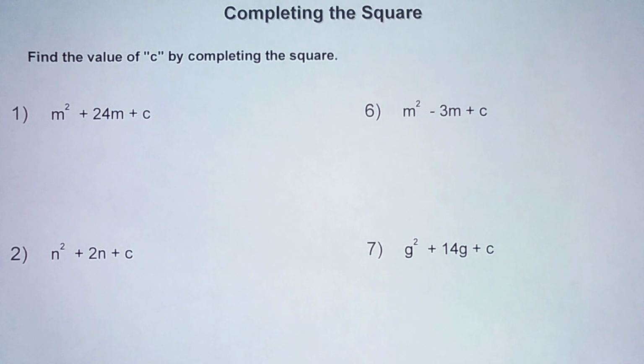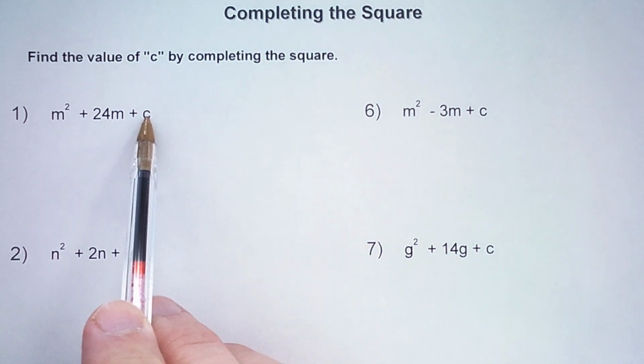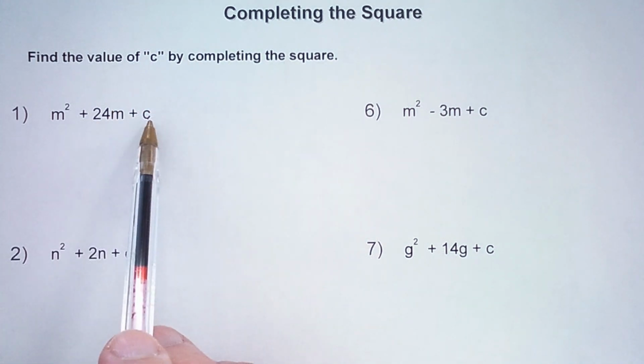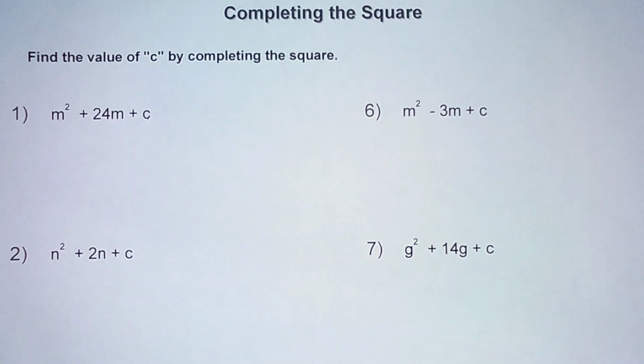Hey everybody, in this video we are going to complete the square. So what that means is we're going to find a value of c here that turns this trinomial into a square trinomial. And a square trinomial is one that when you factor it, you get a binomial times another binomial, but those binomials are identical. So it really factors into a single binomial squared.